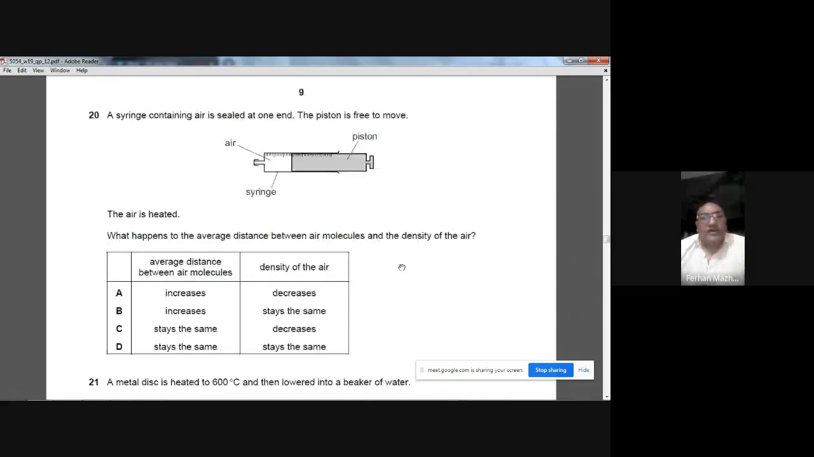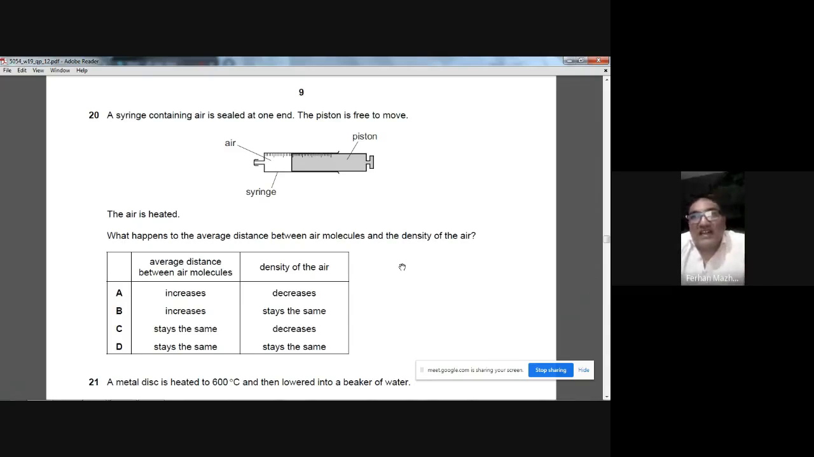Question number 20 is right now on your screen. A syringe containing air is sealed at one end. The piston is free to move. The air is heated. What happens? The piston is movable, remember that. What happens to the average distance between the air molecules and the density of the air?